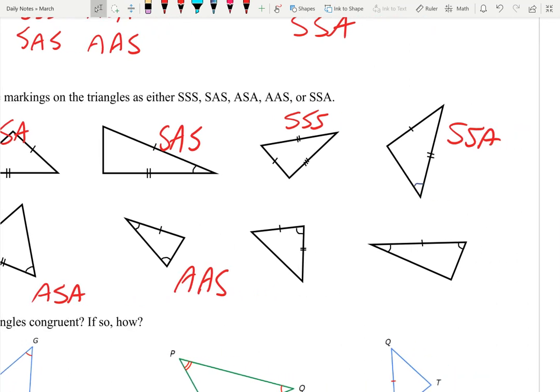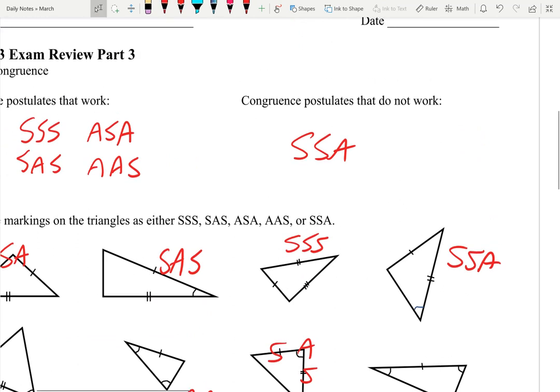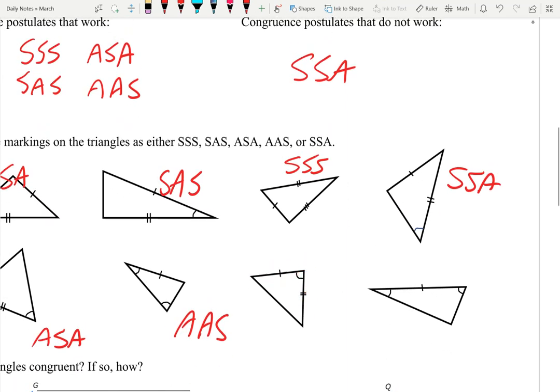For the seventh one, okay. Again, we have two sides and we have an angle. So again, it could only be one of two things. It could be side side angle, or it could be side angle side. So it's going to be one of those, just given the fact we have two sides and one angle.